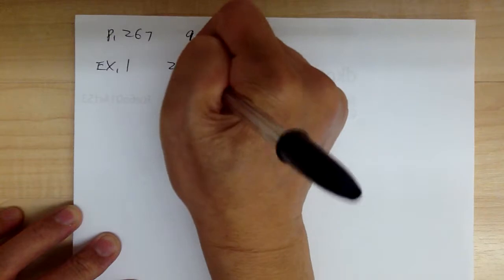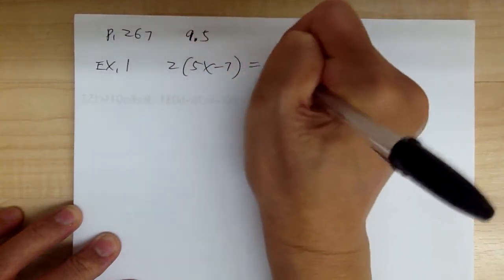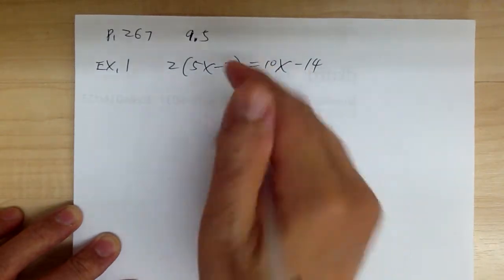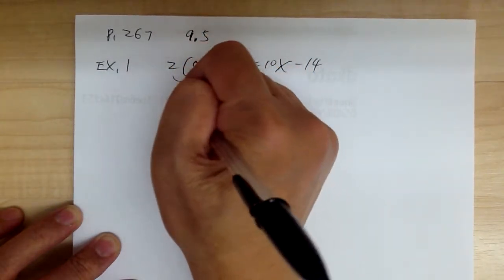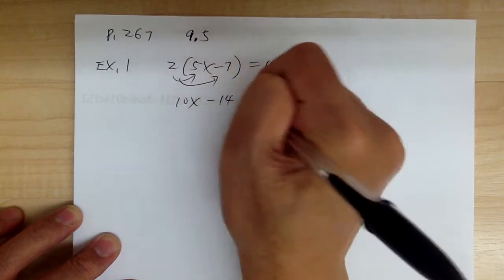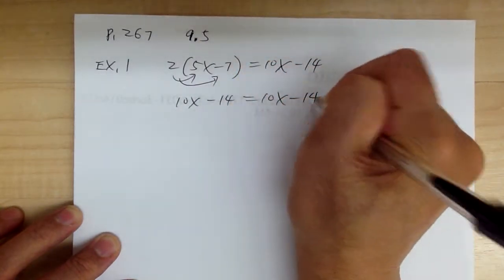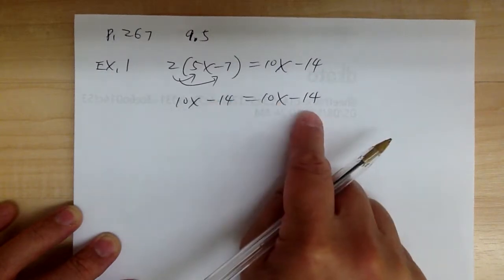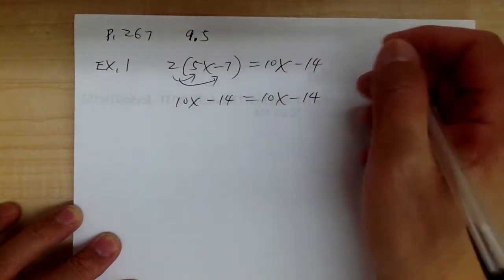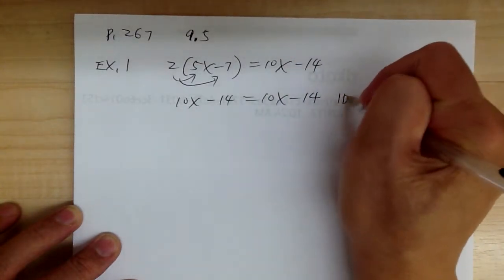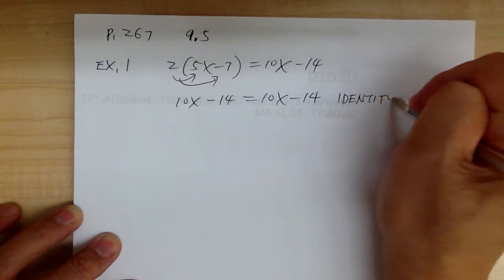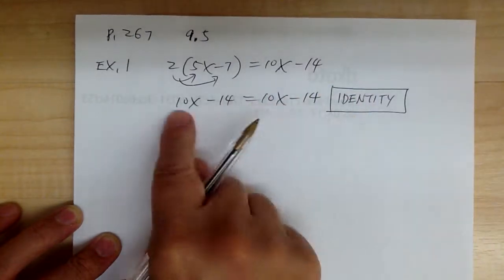You have 2 times 5x minus 7 equal to 10x minus 14. So to solve the equation, you have to multiply everything out. When you multiply, you get 10x. Multiply, you get minus 14. Now, when you get to here, notice two sides are identical. So when two sides are identical, you're not going to be able to come up with an answer. So in this case, your answer would be identity, because they are identical.